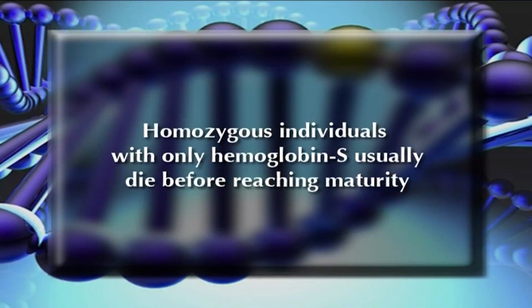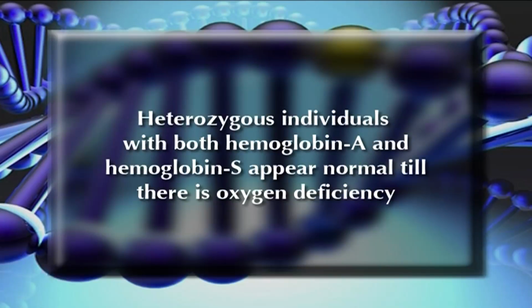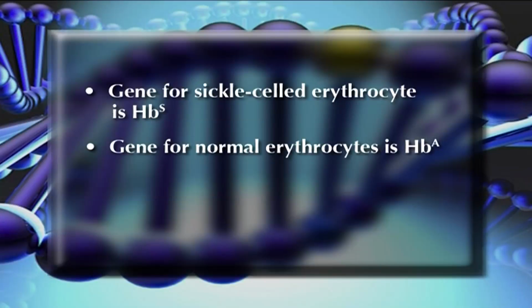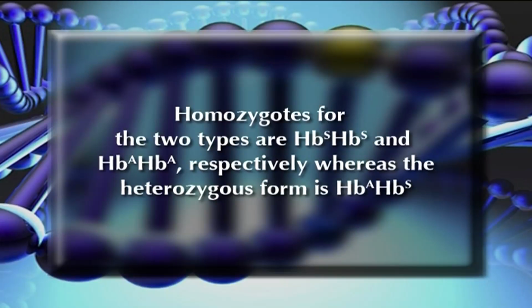The homozygous individuals with only hemoglobin S usually die before reaching maturity. However, heterozygous individuals with both hemoglobin A and hemoglobin S appear normal until there is oxygen deficiency. It changes some erythrocytes into sickle shape. The gene for sickle-celled erythrocyte is HBS, whereas that of normal erythrocytes is HBA. The homozygotes for the two types are HBS HBS and HBA HBA respectively, whereas the heterozygous form is HBA HBS.